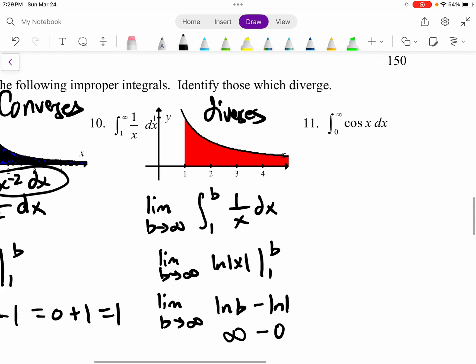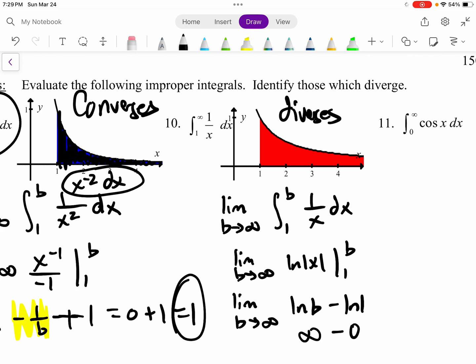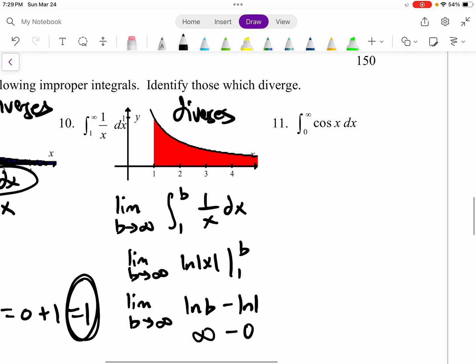So if it converges, we have an answer, right? Over here, the area came out to be 1. If it diverges, it just means the area is going to keep getting bigger and bigger. It's not going to approach a number. Okay, let's look at number 11.